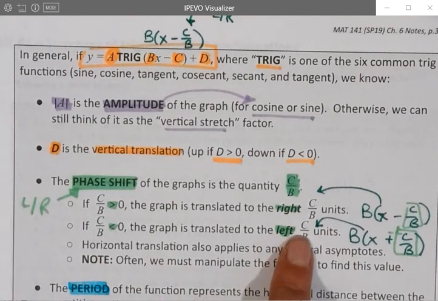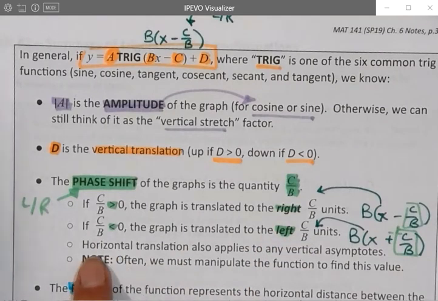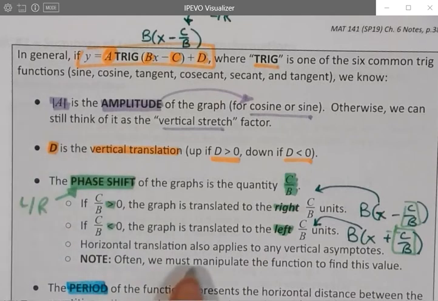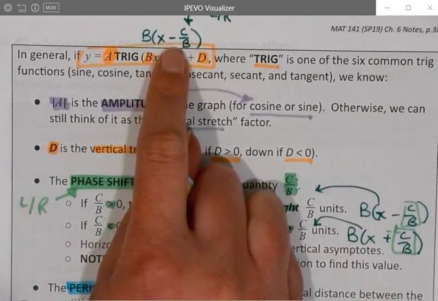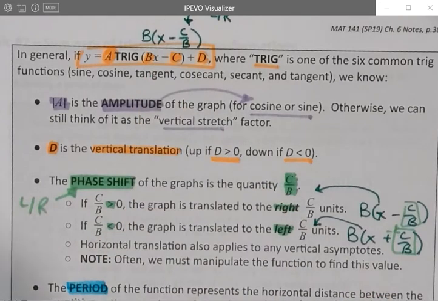That's the phase shift. We also have a note that horizontal translation also applies to any vertical asymptotes, and we often must manipulate the function to find this value. Yeah, okay. Like we usually factor to manipulate the function. That's an example of manipulation.